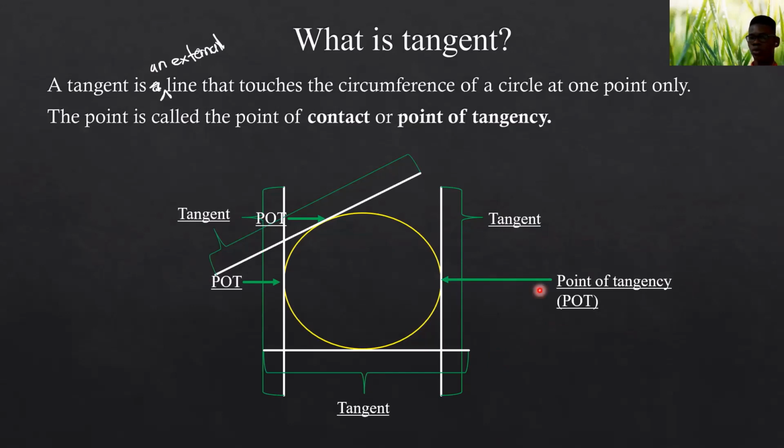And a cool point to note is the point at which a tangent line touches the circumference is called the point of tangency. And that's what the second statement is saying here. Because our tangent line only touches the circumference at one point only, and this point is called the point of tangency or the point of contact. That's the point at which the tangent touches the circle.